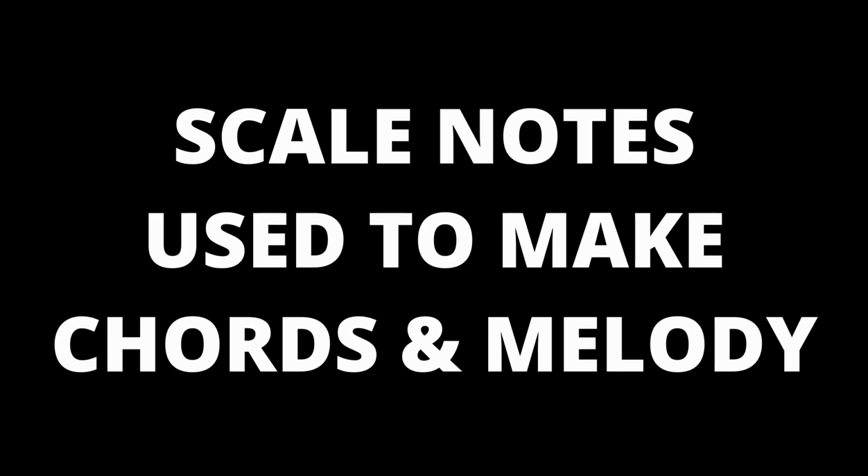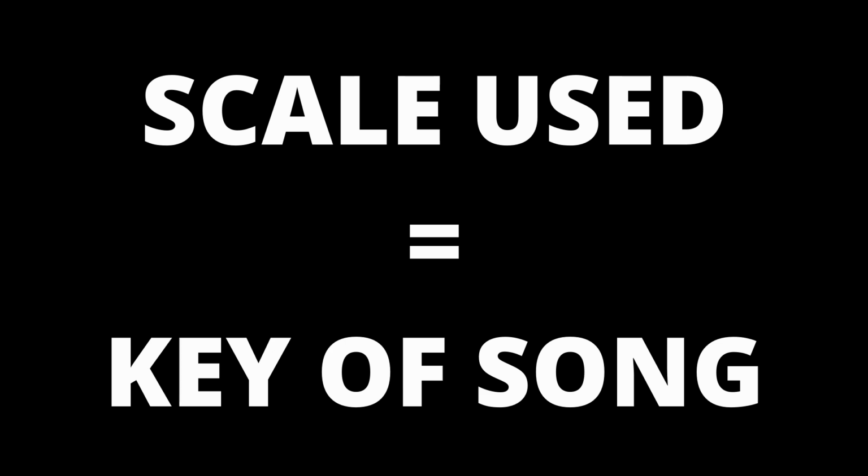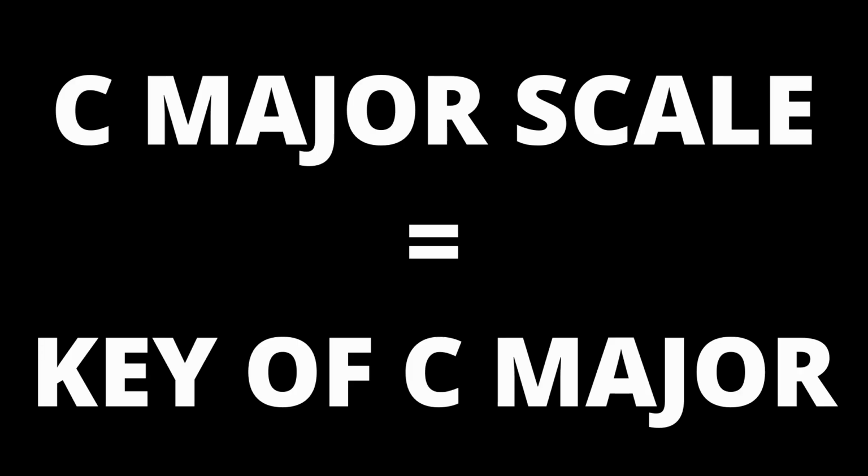These notes will be used to create the chords and melody in the song. A song that uses the notes from a particular scale is said to be in the key of that scale. For example, a song that uses the notes from the C major scale is in the key of C major. The C major scale has the notes C, D, E, F, G, A, and B.